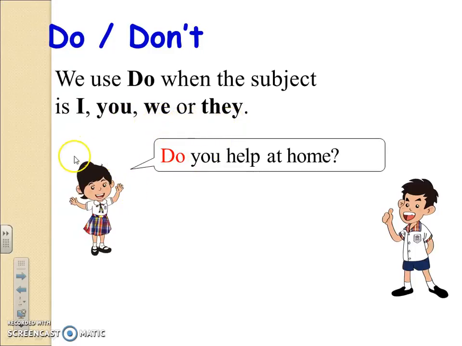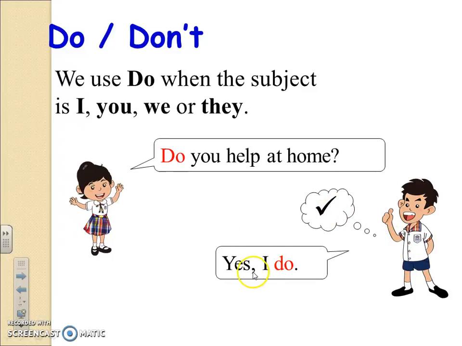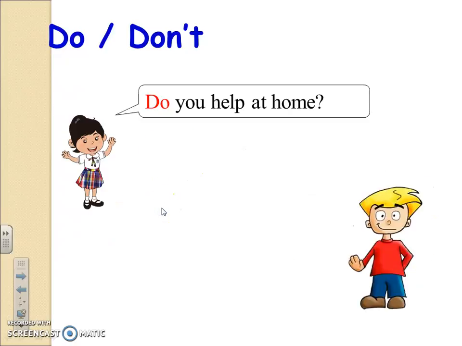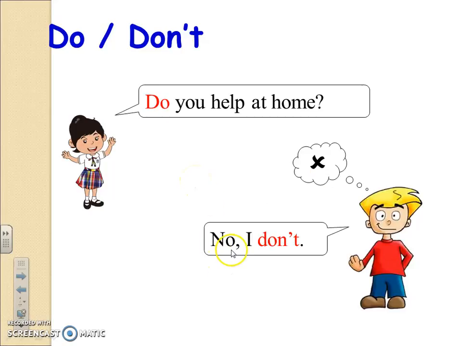Let's look at the example. Here's Charmy. Her question is, do you help at home? What do you think Autonomy will say? Yes, I do. You see, in the question, do is at the beginning of the sentence. Next one. Do you help at home? Oh, what do you think he will say? No, I don't.